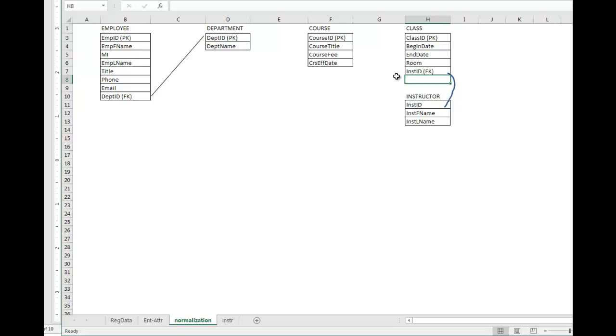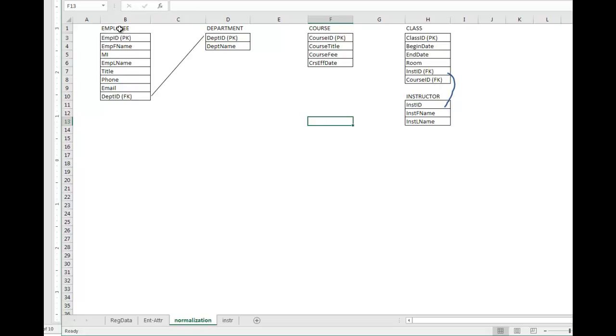And if we go look at the entity relationship diagram that I presented in another lecture, the many side of the relationship is the class. That is the course and class relationship. So we will place course ID in the class table and use that as a foreign key.